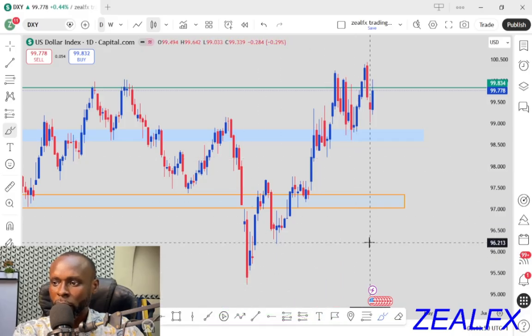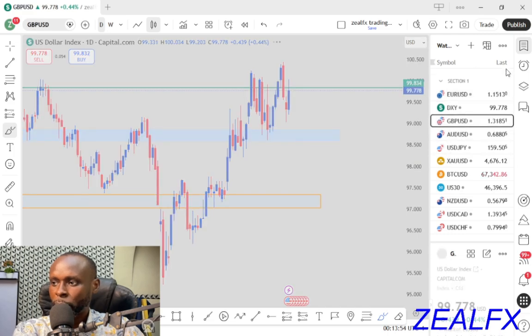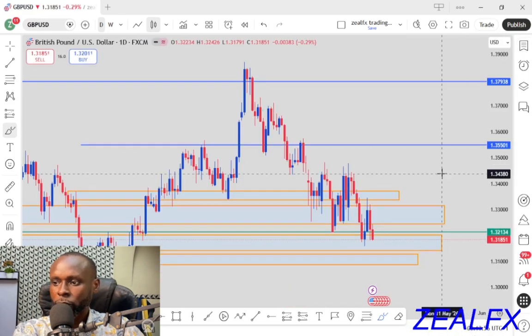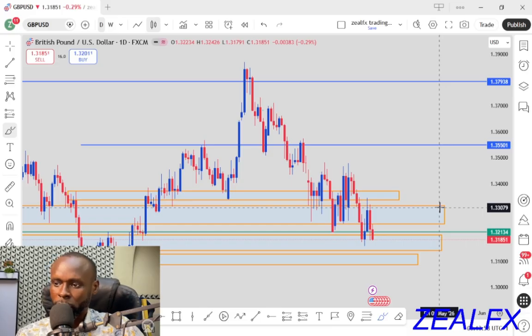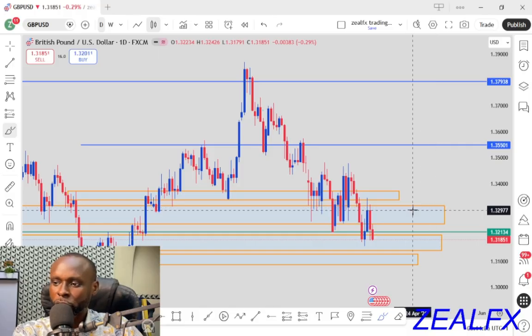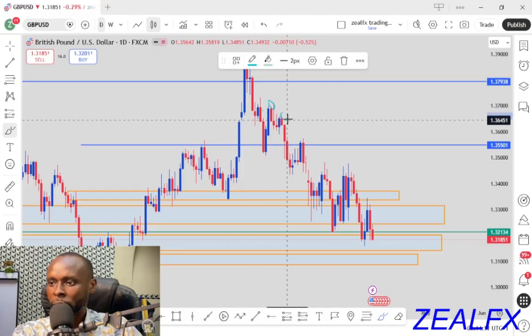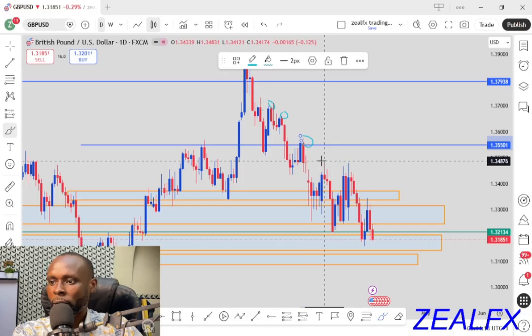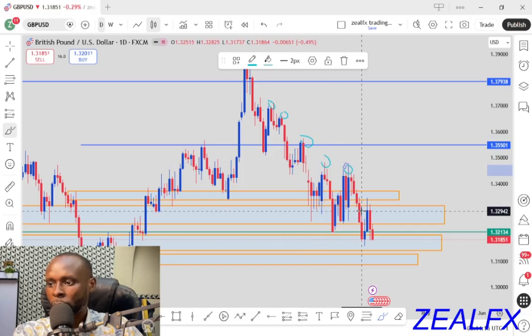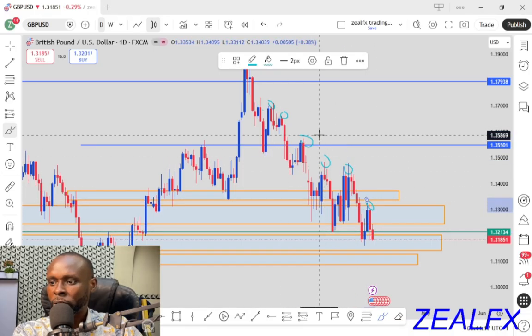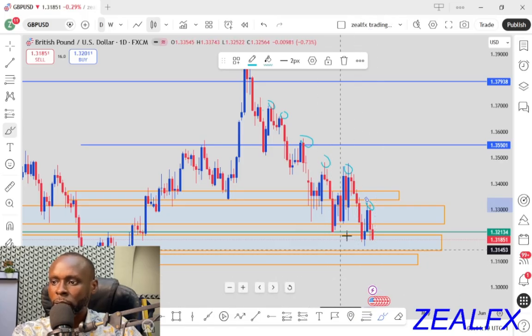So let's go to our next pair, which is the pound USD. The pound USD on the daily chart still has a downtrend momentum. We still have price creating a series of lower highs, lower high, lower high, lower high, lower high, lower high. So this is a bearish momentum for the pound USD.